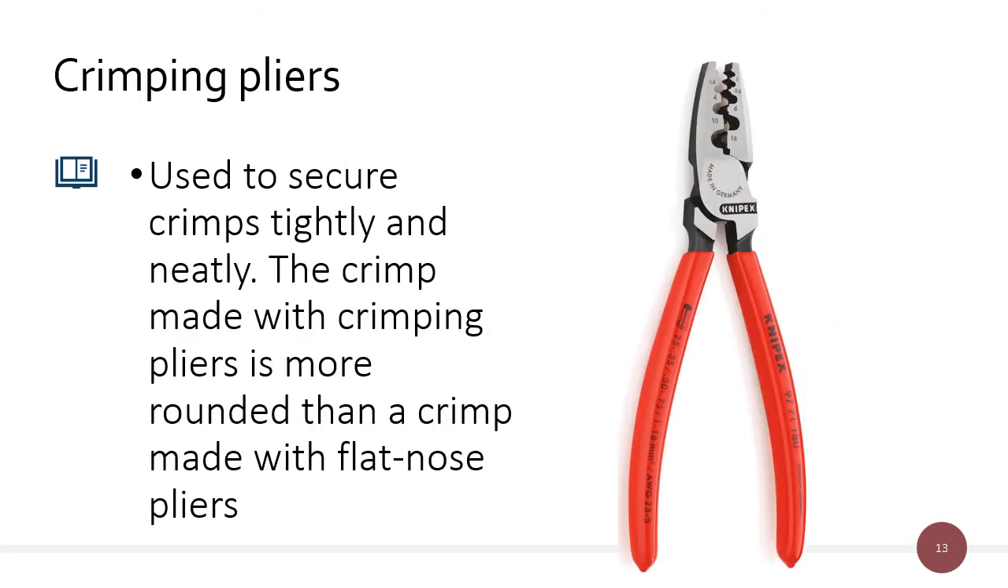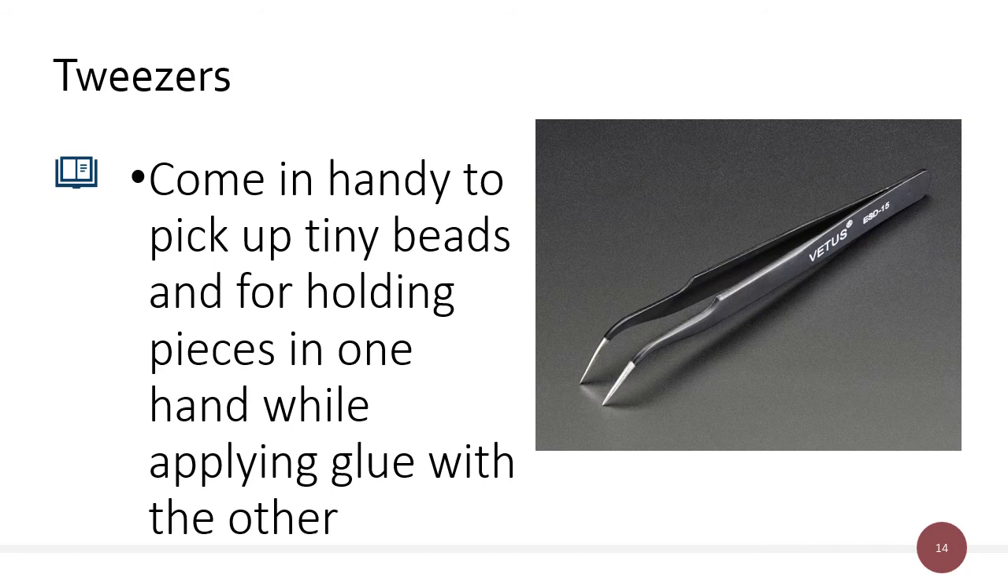Crimping pliers, used to secure crimps tightly and neatly. The crimp made with the crimping pliers is more rounded than the crimp made with the flat nose pliers. Tweezers come in handy to pick up tiny beads and for holding pieces in one hand while applying glue with the other.